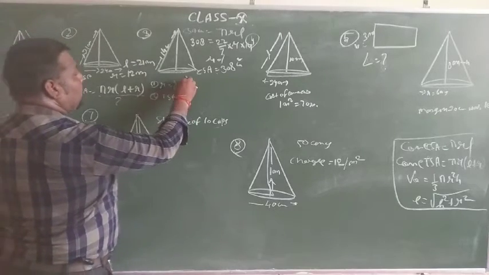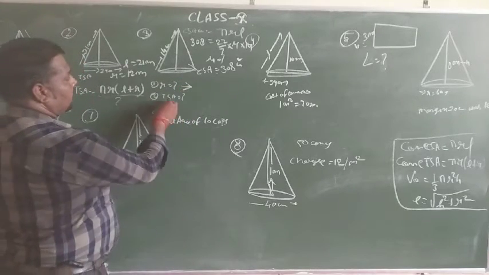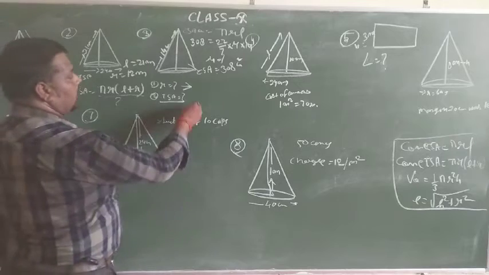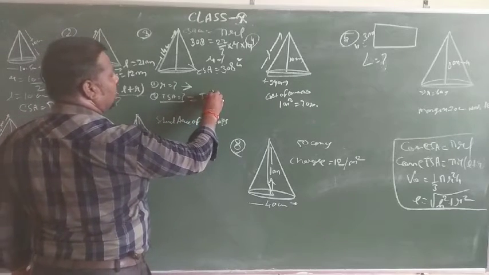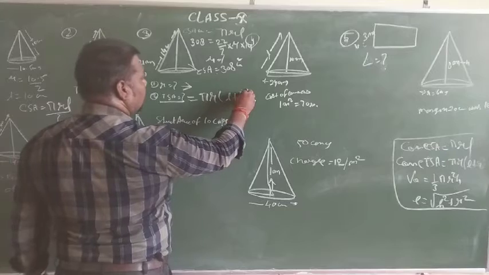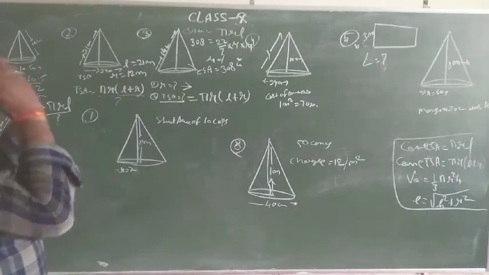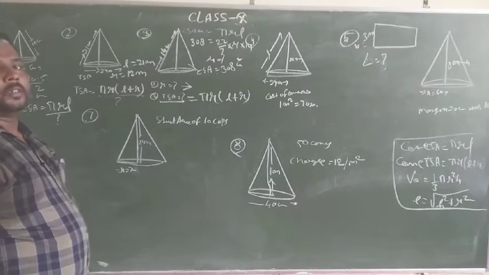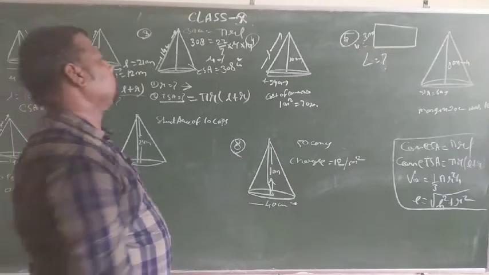Okay. When you find r, then after that you find the TSA. How can we find the TSA? Pi r (L plus r). Utilizing this formula, replace all these values and find the TSA.